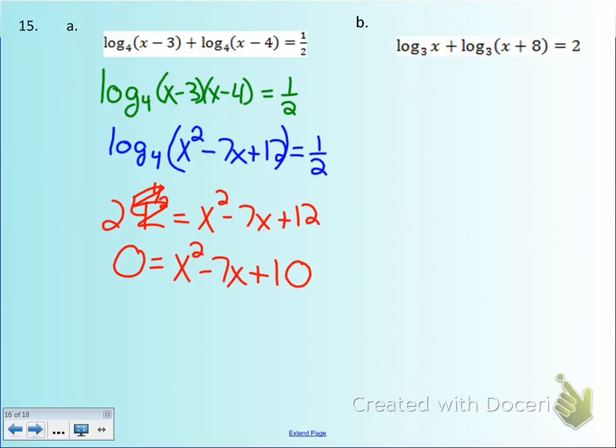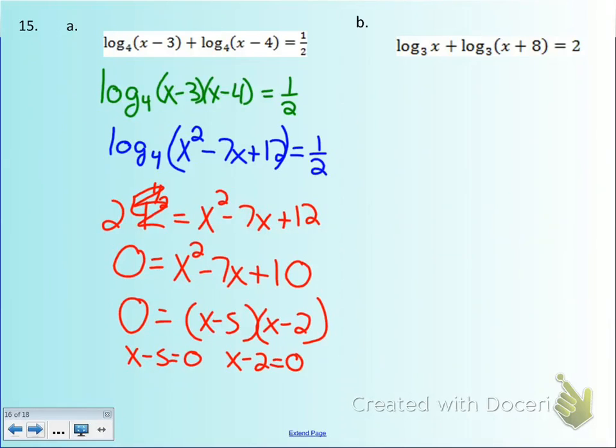Now we're going to do your guys' math F word and factor. We're going to factor these two numbers, the reverse of FOIL. What numbers multiply to be 10 and add to be negative 7? You guys need to start remembering how to do this because this is going to come up a lot in Unit 8. So it's going to be x minus 5, x minus 2. We're going to set both of those equal to 0, and we get x equals 5, x equals 2. Plugging them in to check.